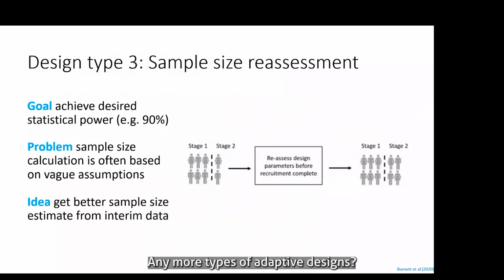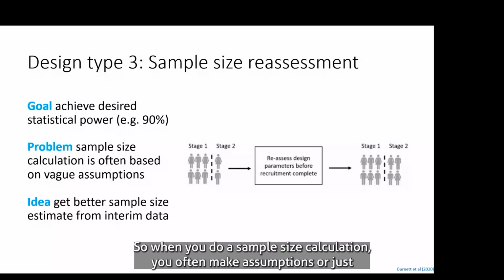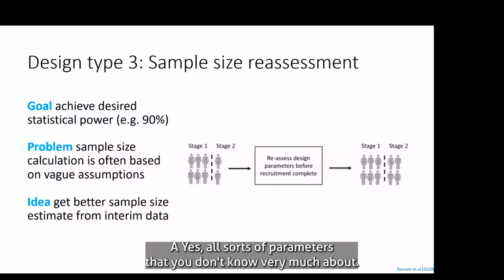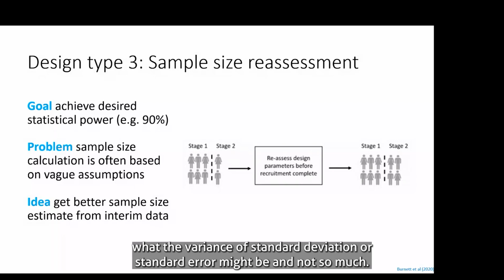Okay, more types of adaptive designs. One that is relatively straightforward is the sample size reassessment. So when you do a sample size calculation, you often make assumptions or sometimes just wild guesses about things like variances and correlations and all sorts of parameters that you don't know very much about. You might have a good idea what the treatment effect might be, but what the variance or standard deviation or standard error might be, not so much.